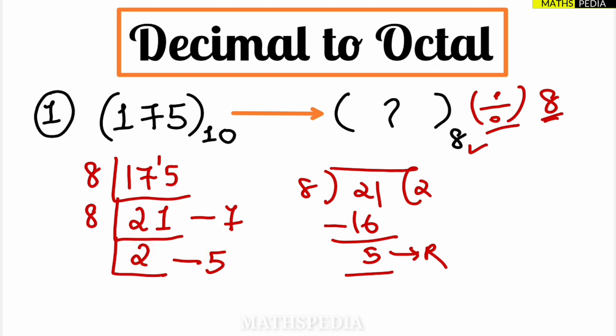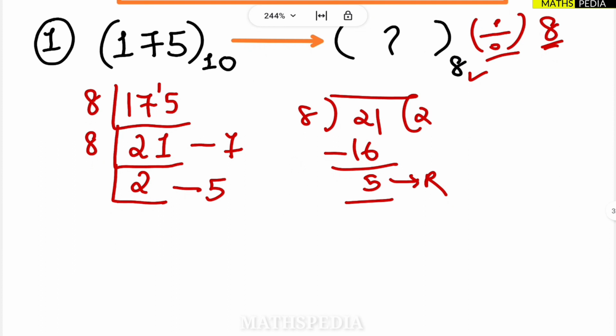Next, now 8 is not divisible into 2, right? Because 2 is a smaller number, so we cannot consider that. So what we are going to do is directly write the numbers. Starting from where? Starting from the bottom to the top you have to write. Whenever you are converting decimal to octal, in the first case, where the decimal point is not there, it is always from bottom to top.